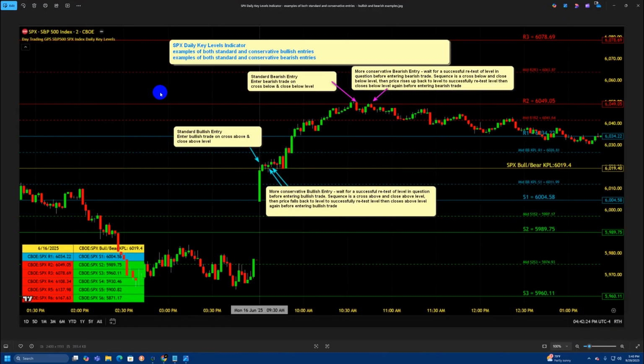Okay, so now we're going to take a look at examples of both standard and conservative entries, both on bullish entries and bearish entries. So first off, we're going to look at bullish entries.